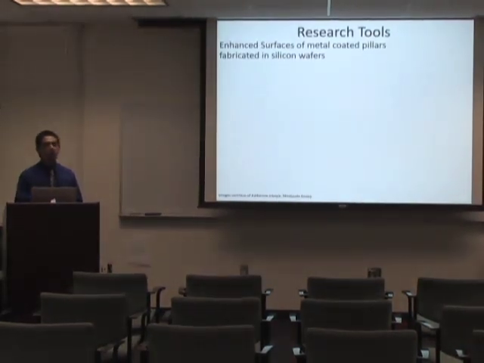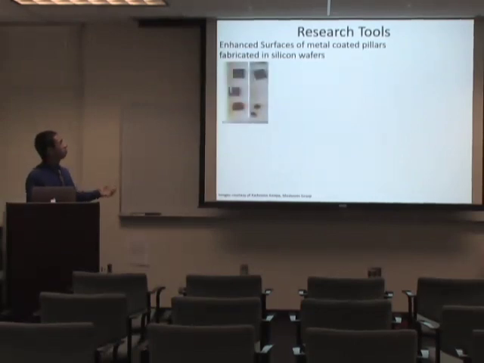So, what are these nanometallic structures that I'm talking about? What are they and how do I work with them? This is what they look like. This is a picture that was given to me by my mentor Catherine. These are silver coated metallic structures. These are what I use for my everyday experiments.